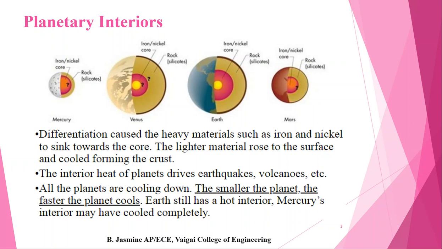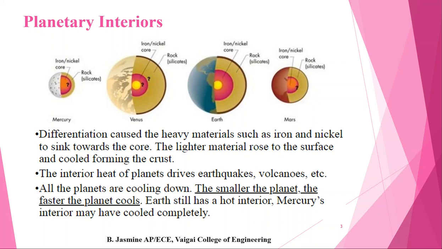So the heavy materials like iron and nickel are tightly bound and produce heat in the core, and this heat produces the magnetic field of the planet. The interior heat of the planet drives earthquakes, volcanoes, etc., because the core itself emits heat. All the planets are cooling down. The smaller the planet, the faster the planet cools.